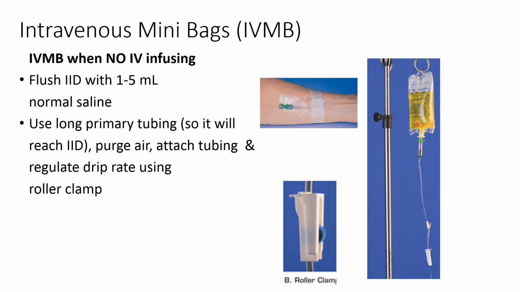If we needed to administer an IV mini bag with no IV infusing, again, we would need to flush that intermittent infusion device with, as we said, generally 3 to 5 mLs of normal saline prior to administering this IV mini bag. If we didn't have a primary going, we could run this IV mini bag as a primary using the long tubing. We need to make sure we purge all the air, and we attach the tubing directly to the patient. And again, we would regulate that drip rate using the roller clamp.